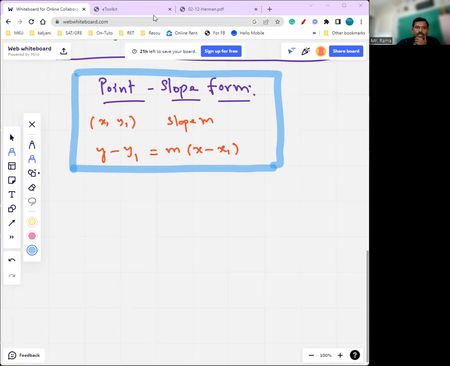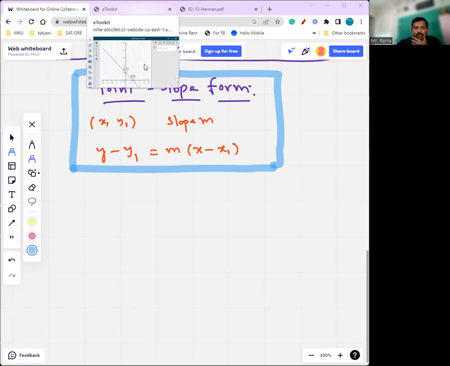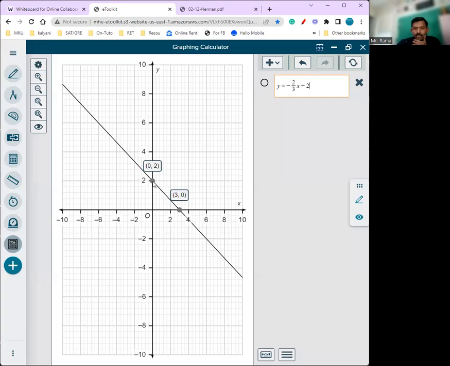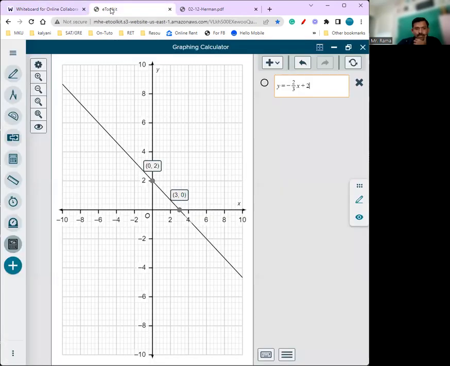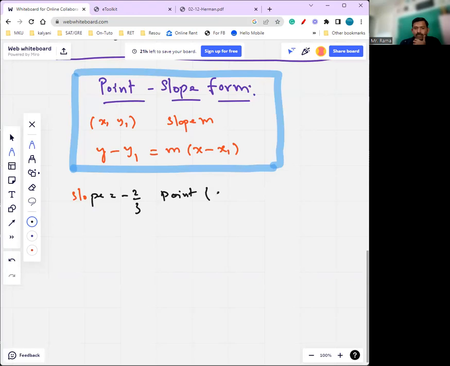So just to show you this works, I'll take that one example that we did. I'm going to take a point (0, 2) and the slope, which we already know is -2/3, and see if I can get that equation back. So the question on the test would be: write an equation of the line passing through the point (0, 2) and having a slope of -2/3.